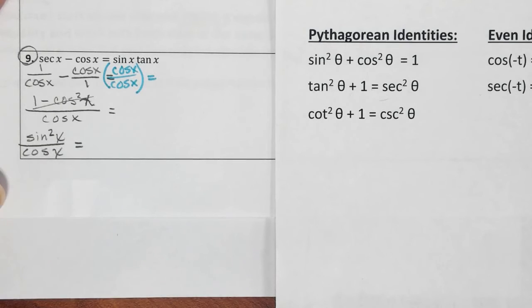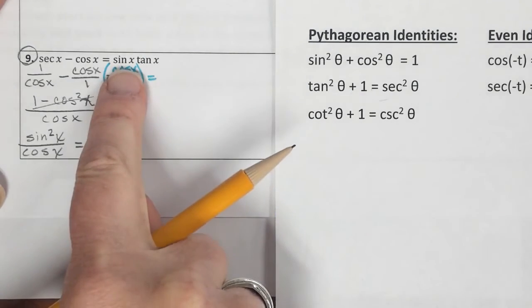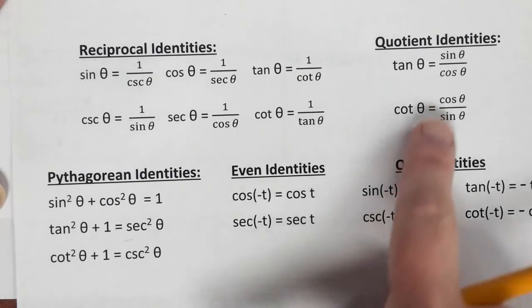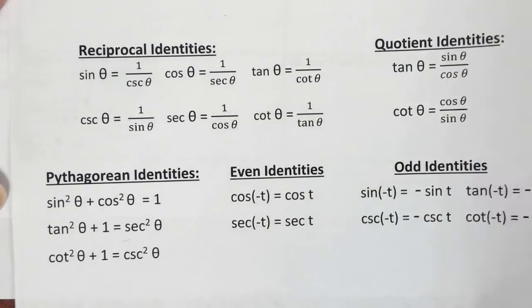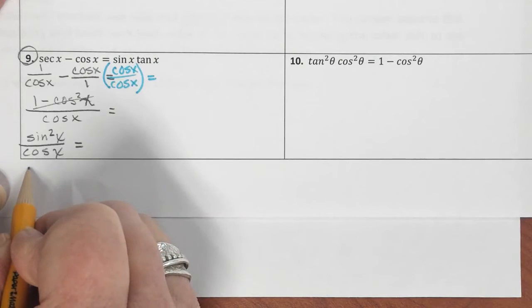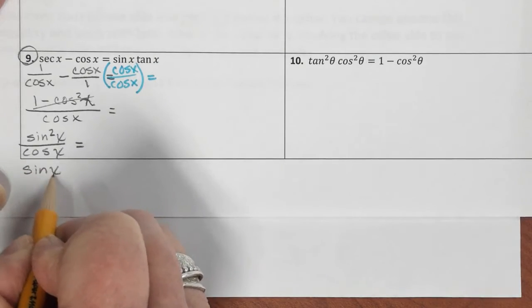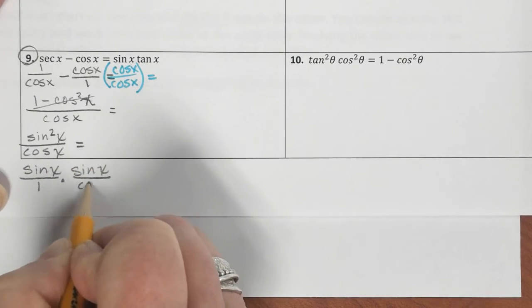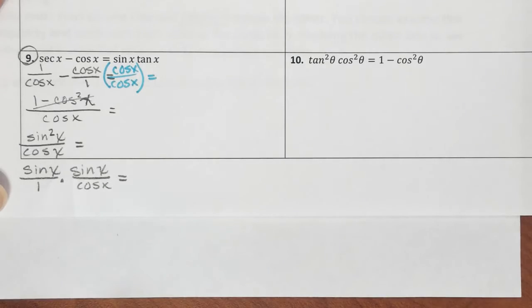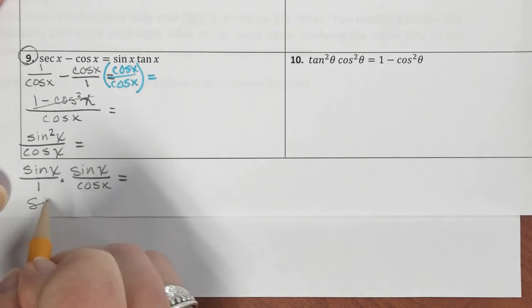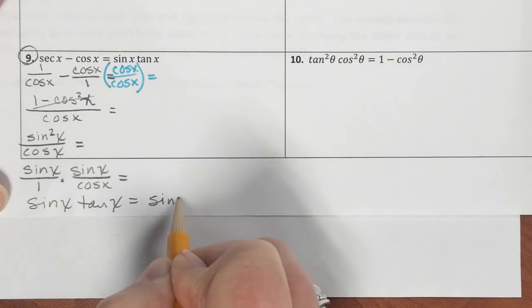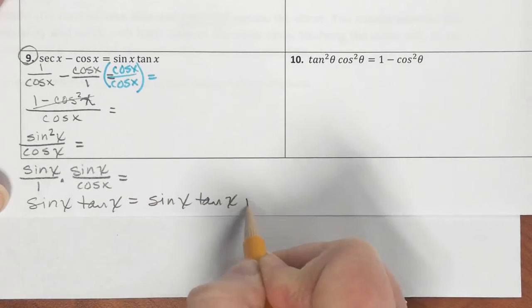Now, this is important because you have to look to see where you want to go. I want to have a sine by itself and then times a tangent. But I know that tangent is sine over cosine. So if I rewrite this as sine over 1 times sine over cosine, that gives me sine times tangent. Ta-da! We did it.